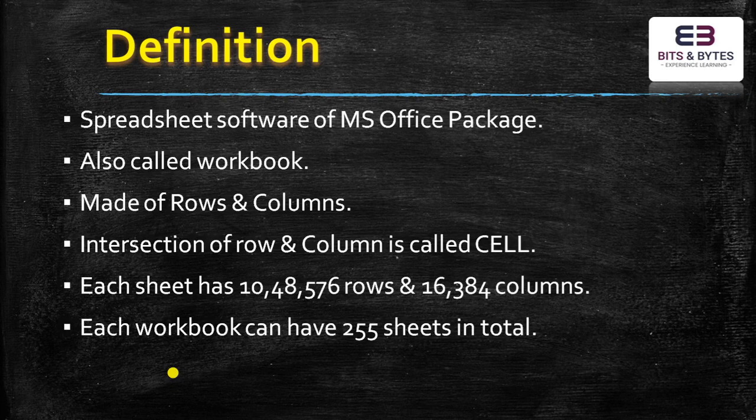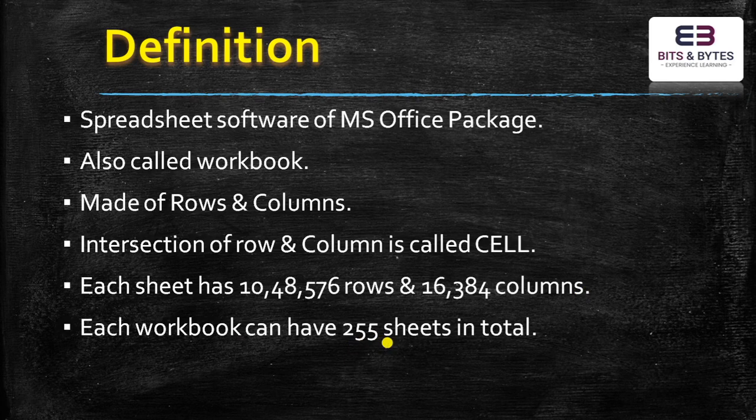Now the intersection of rows and columns is called a cell. When you join a row and column, it automatically becomes a cell with lots of boxes, and in each sheet we have 10,48,576 rows and 16,384 columns. Wow, in one sheet. And like that we can create a total of 255 sheets in one workbook.